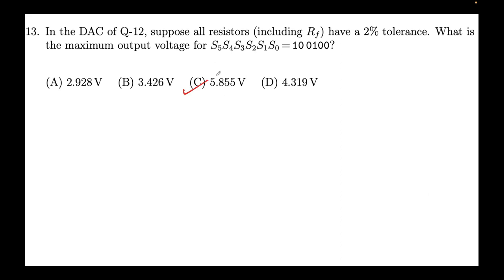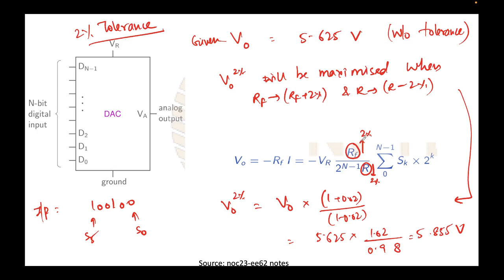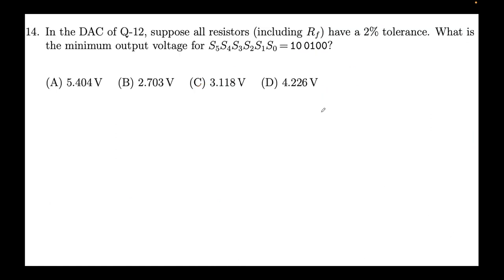So what did we have here? We had already solved for this input, what is the output analog voltage. But this time, since we had 2% tolerances and we wanted to maximize the output voltage, we increase the RF by 2%, which is written here, and we decrease R by 2%. So 1 plus 0.02, 1 minus 0.02, answer is 5.855. Now in this case, again the same problem, this time again 2% tolerance, minimum output voltage. Okay, so let's find that again.